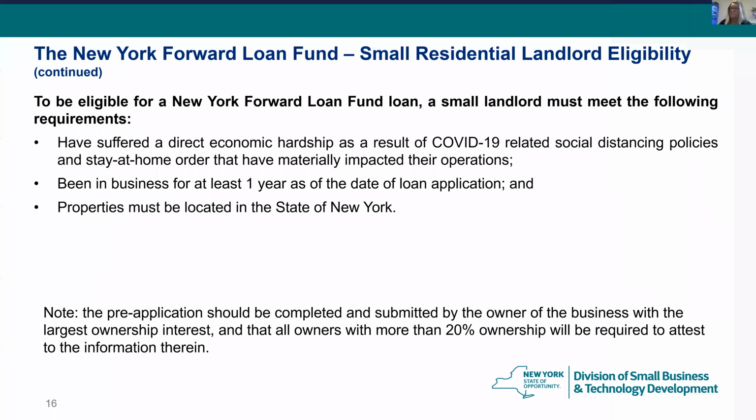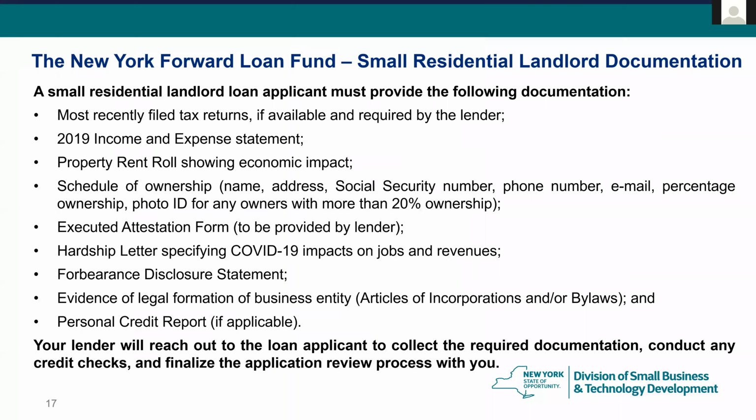And also, of course, you have to have suffered a direct economic hardship, been in business for at least a year, the date of the loan application. And this is important to note, properties need to be located in the state of New York. So you can't use a New York Forward Loan Fund for your Airbnb in Florida. It does have to be a property in the state of New York. And the pre-application, again, should be submitted by the owner with the largest ownership interest, and owners with more than 20% interest are going to be required to attest to the information.